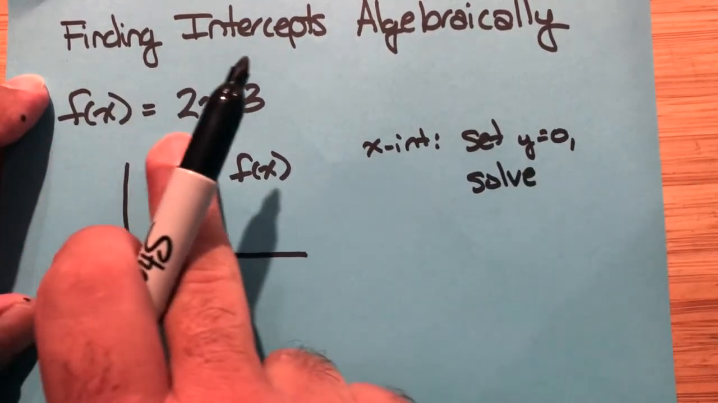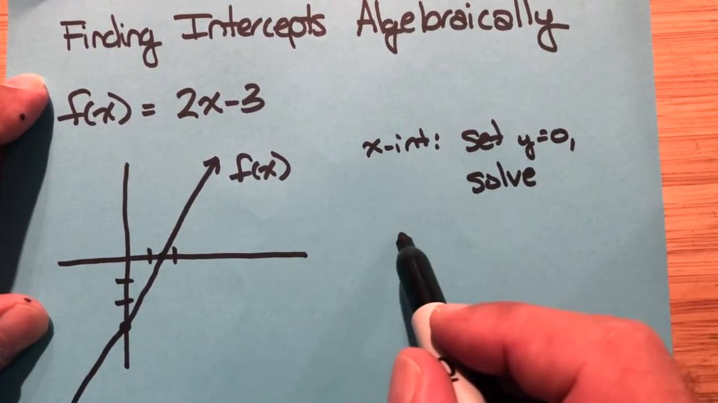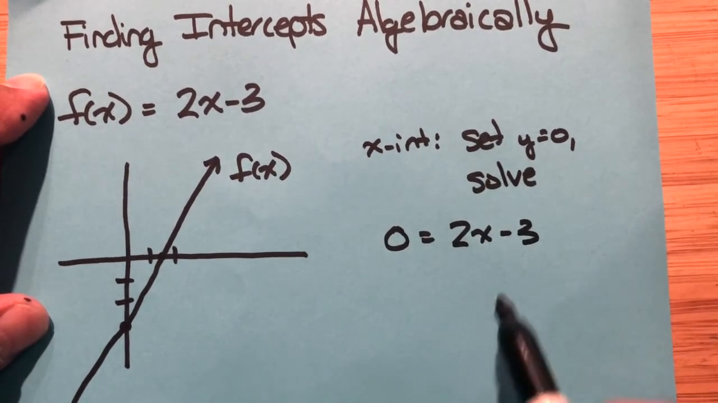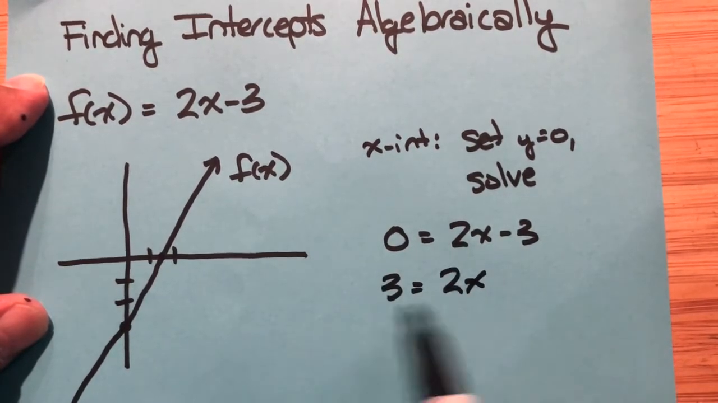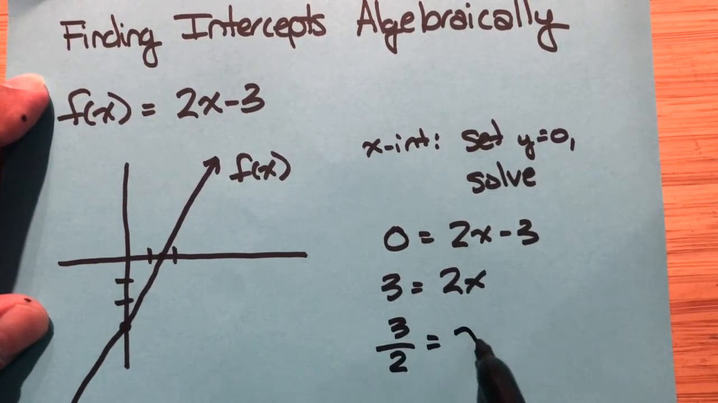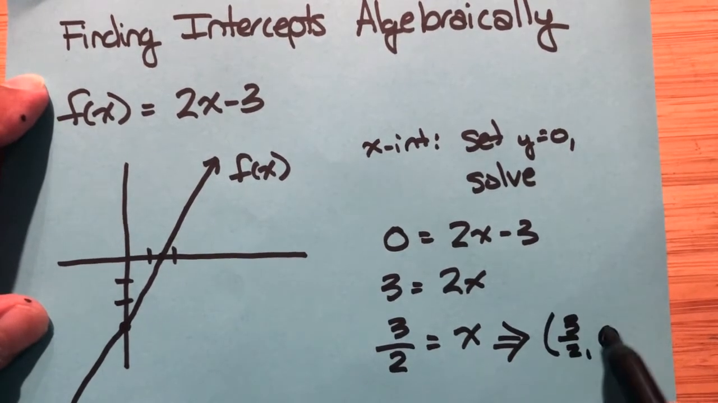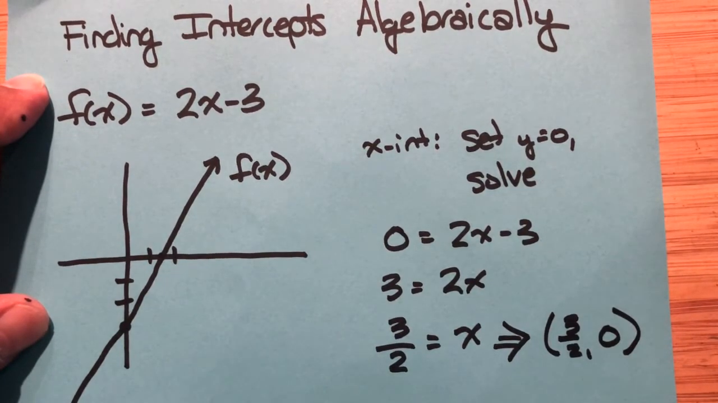For example, f of x equals 2x minus 3. Well, that's y equals 2x minus 3. So I'll set y equal to 0 and solve this out. I move the negative 3 over by adding 3 on both sides. I divide everything by 2 to isolate the x. And I get that x equals 3 halves. This means that the x-intercept occurs at 3 halves, 0. And we can see that's true from the graph.